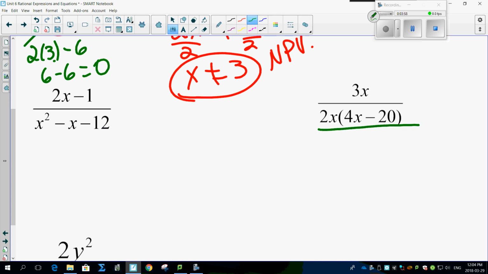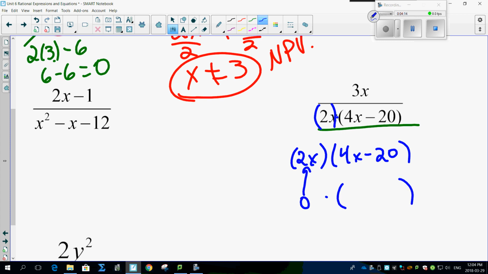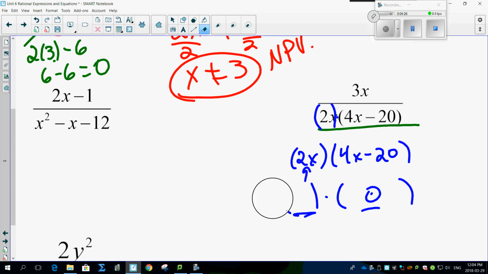What do you do in a situation like this? Very simple. Remember, this is like having brackets here. This is like saying 2x times 4x minus 20. If this is a 0, 0 times anything makes it a 0, and it doesn't work. If I made this here a 0, 0 times anything makes a 0, doesn't work. So what we have to do is look at these separately.